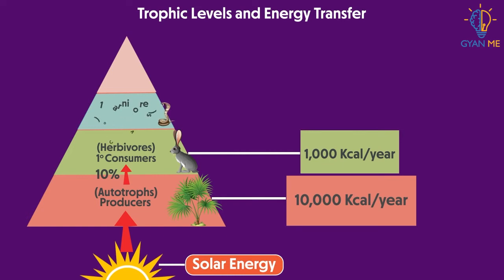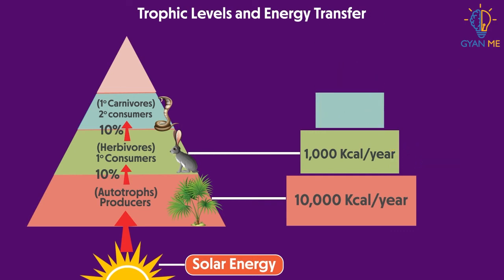Now when these herbivores are eaten by carnivores, again only 10% of the total energy is received by carnivores at the next trophic level. The logic remains the same. Of the total energy at the second trophic level, some energy will be used up by herbivores and some will be lost as heat. So we can say that at the third trophic level, the energy available is 10% of 1000 kilocalories. That is 100 kilocalories per year.